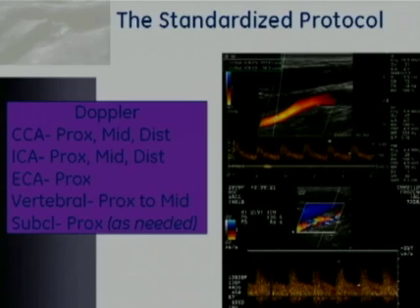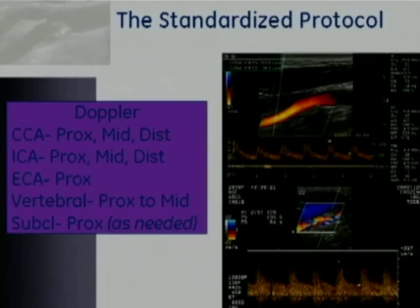The ECA, we just take a single reading at the proximal ECA. Unless there is stenosis, in that case, I take at least 2 readings, one within the area of stenosis, the second further distal, to demonstrate the post-stenotic turbulence. And in the vertebral, the area we're most interested in is the origin, but it's okay to take a mid-vertebral segment and get a nice waveform. And then if we see turbulence, we'll look at the proximal segment where stenosis is most commonly located.